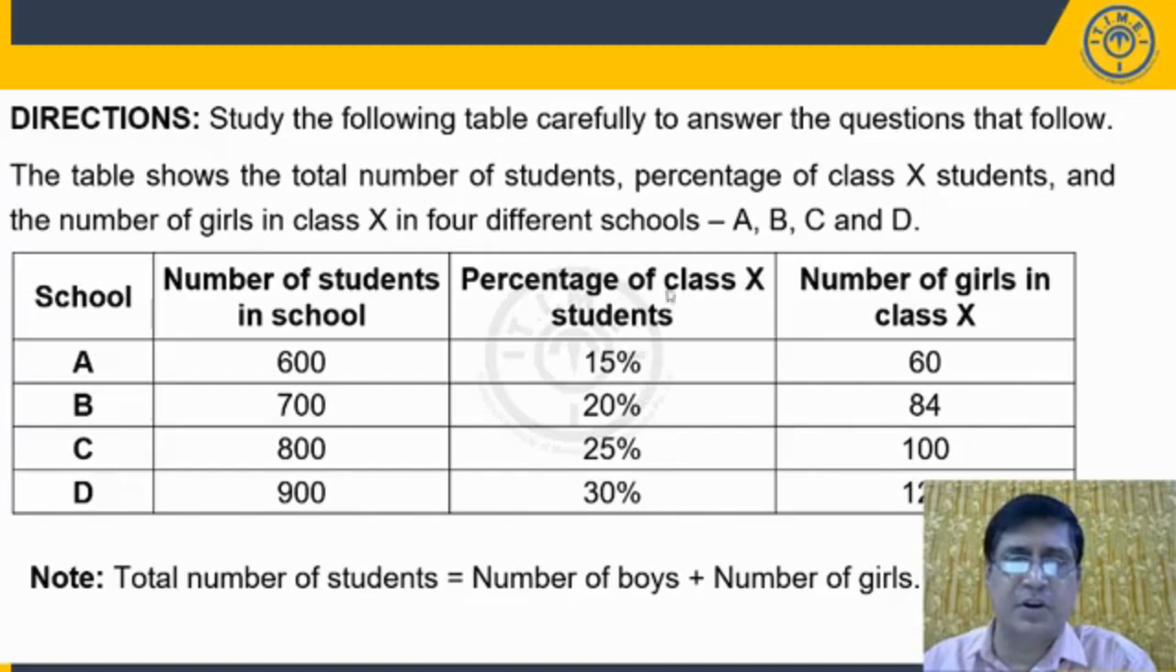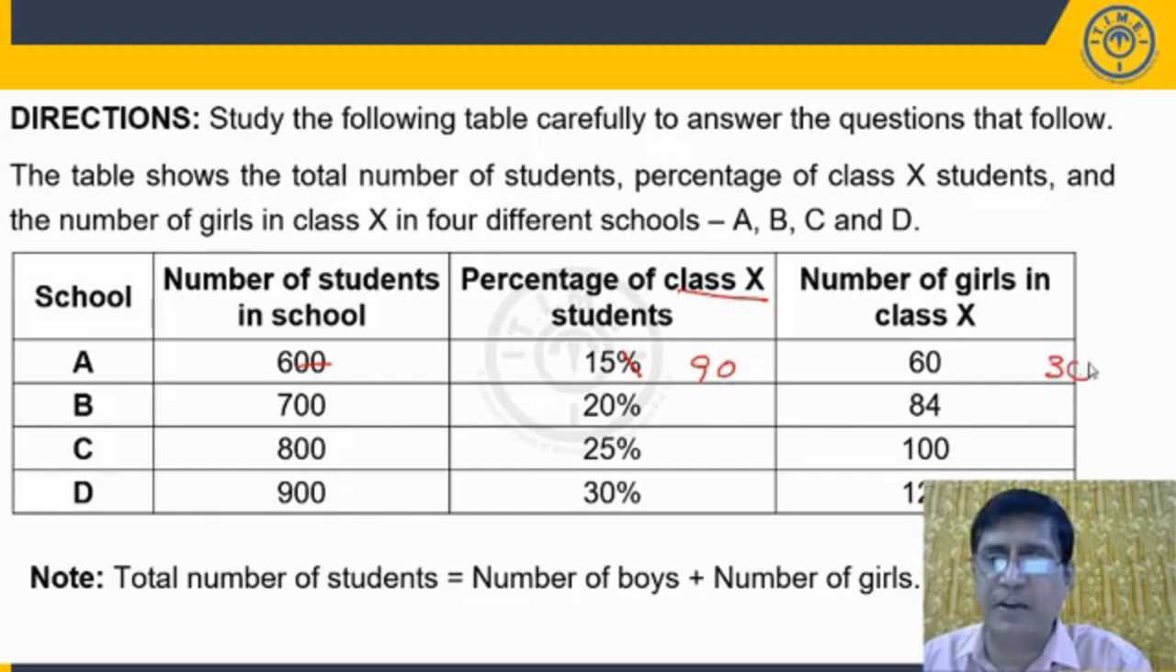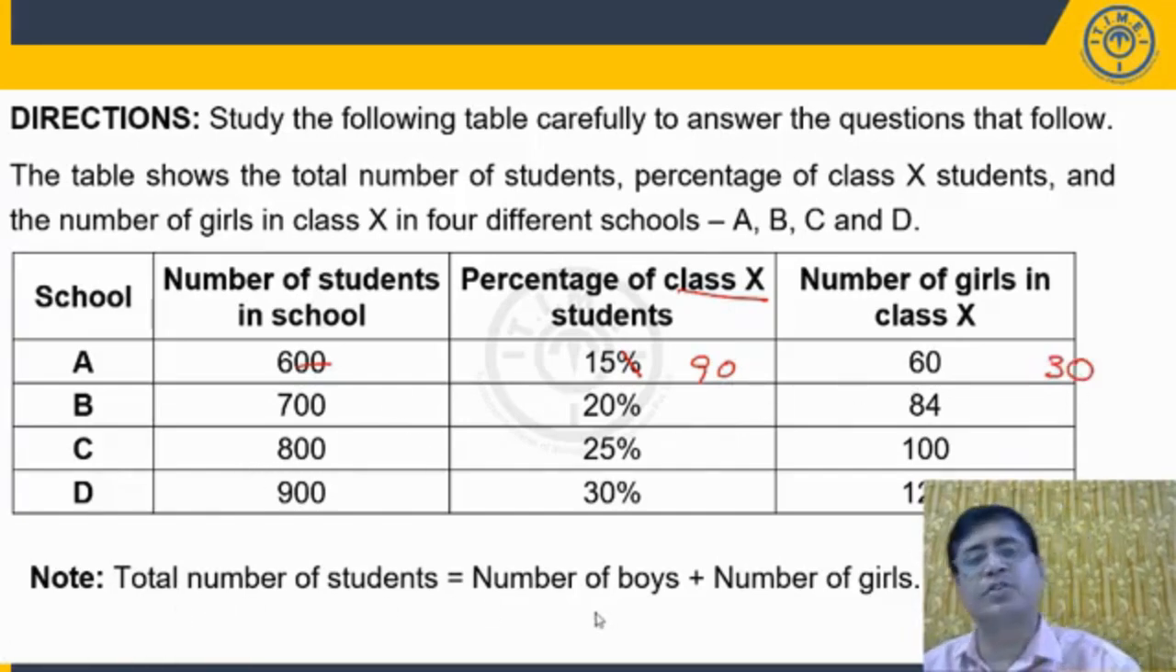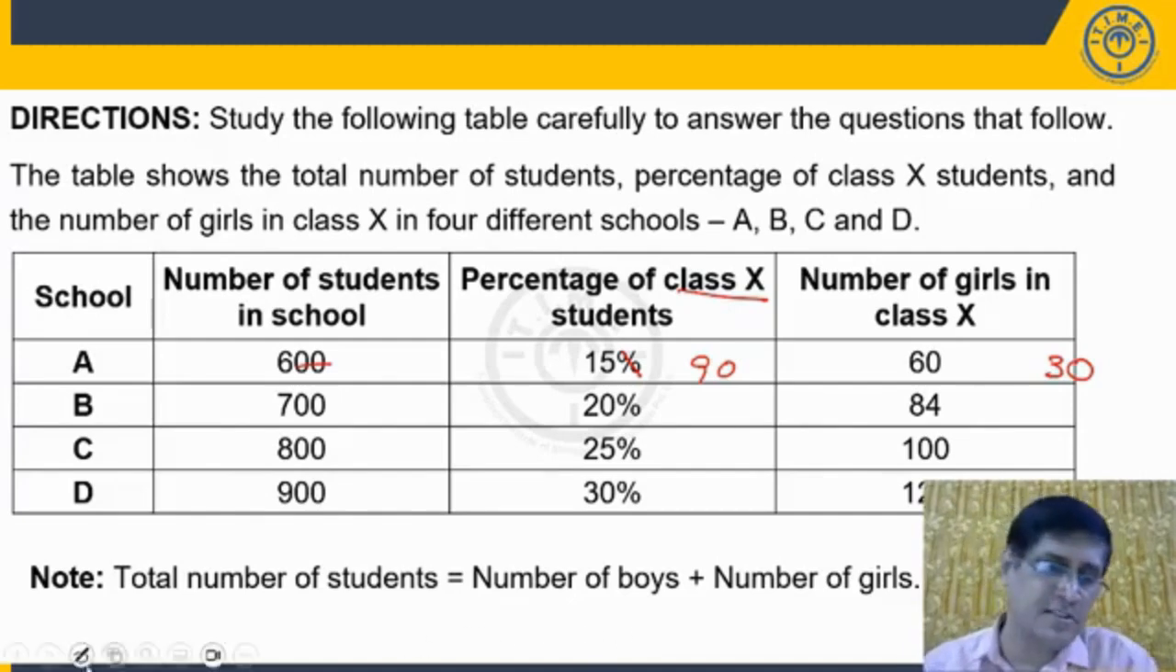Now 15% of the students are in class 10th. So out of 600, 15%, the percentage and zeros get cancelled. The product of these two is equal to 90. 90 is the total number of students. In that, 60 are girls, which means the remaining 30 are boys. So 30 are boys. The total number of students is equal to the number of boys plus the number of girls.